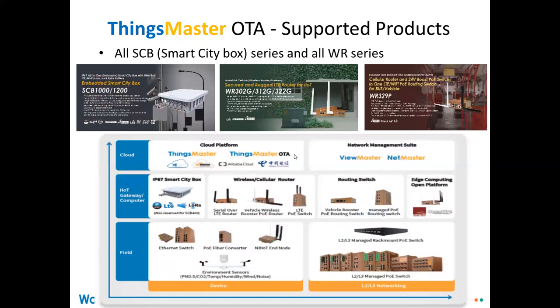Also, this is all the supported models for OTA. You can see all ICB products and also all router series and routing switches are supported by using OTA for management. That means if the customer uses OTA, it is not only convenient, but also protected against cyber attack, for security reasons.